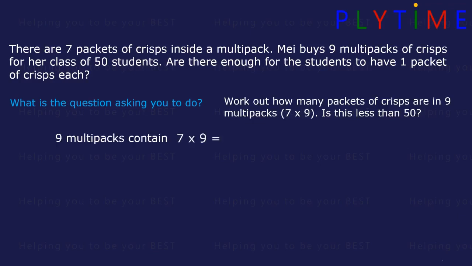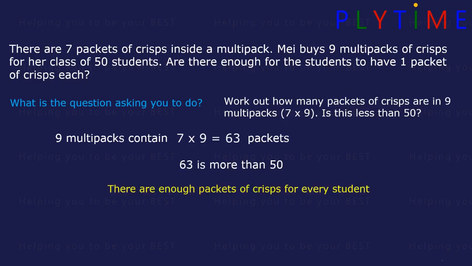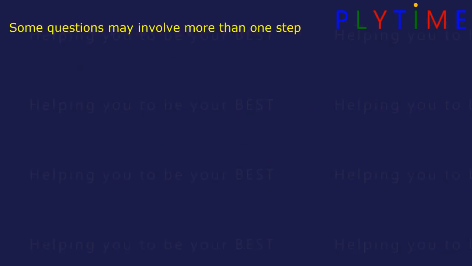So 9 multi-packs contain 7 times 9, which equals 63. 63 packets, and 63 is more than 50. So there are enough packets of crisps for every student to have 1 packet each. Some questions may involve more than one step.